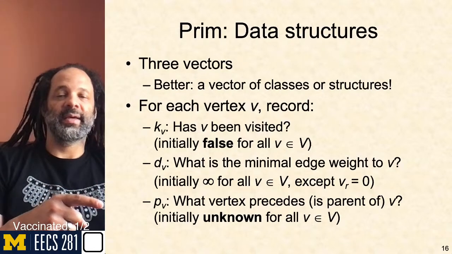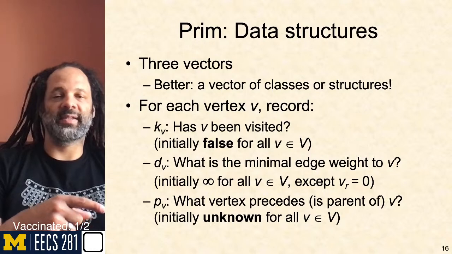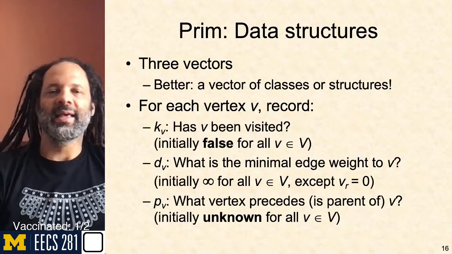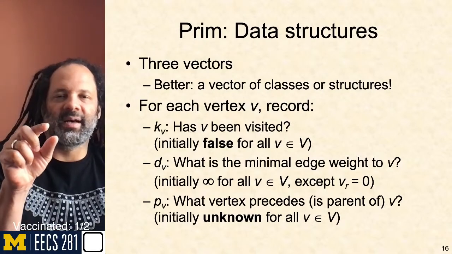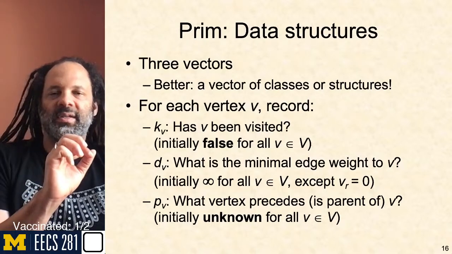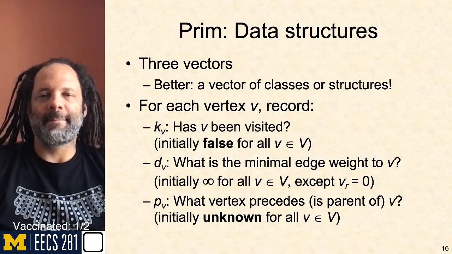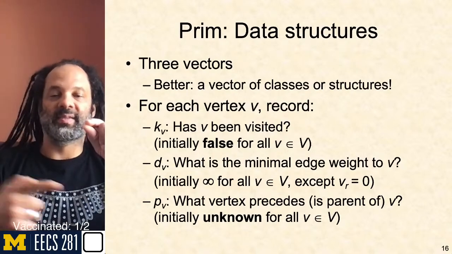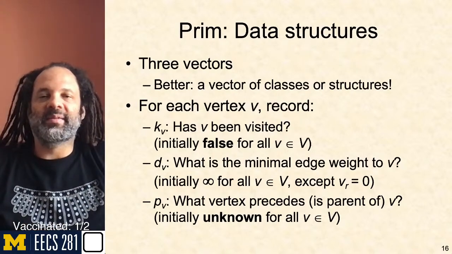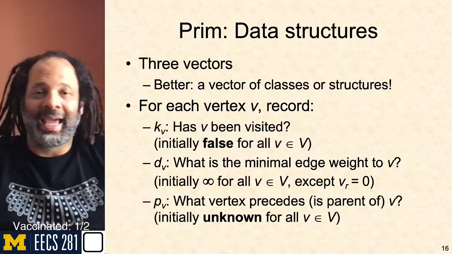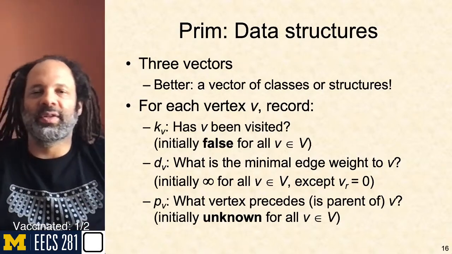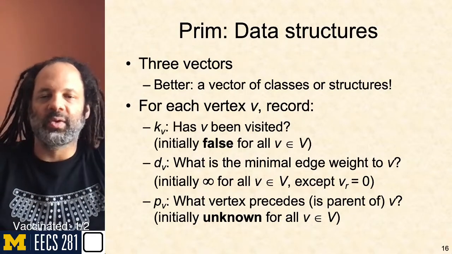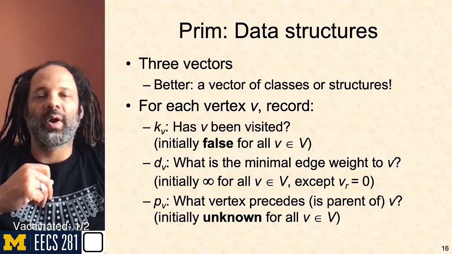And then lastly, this p sub v. This is a vertex that precedes or is the parent of, whatever it is. When I say this vertex has a distance of X to the tree, well, that means that distance is between the vertex and some other point. This p sub v is that point. The p sub v is the one who brought you into the gang, right? The one that connected you to the tree, that's your connection to the gang. That's what the p sub v is. So we need those 3 points for each vertex.